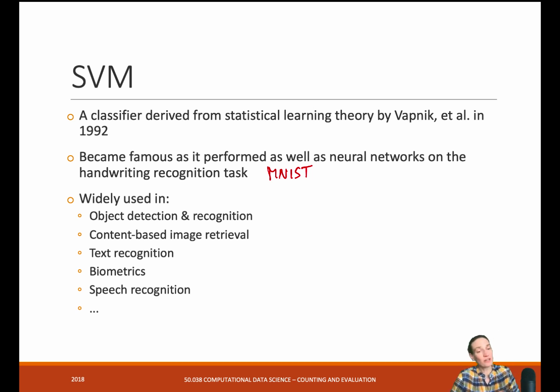So SVMs are widely used: object detection, text recognition, biometrics, etc. I use it for hit prediction, composer classification, speaker identification, emotion prediction. I've used it in many cases. It's been the best performing model.